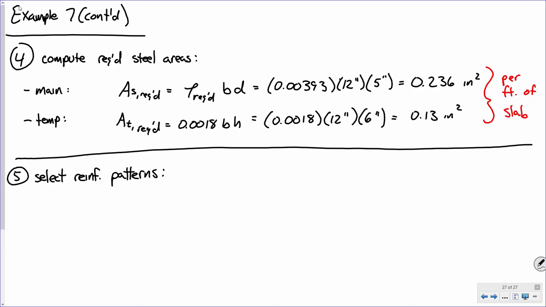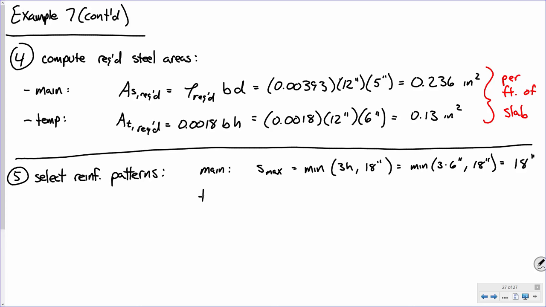For main steel, our S max is the minimum of 3H and 18 inches, which is the minimum of 3 times 6 inches or 18 inches. Man, that is a tough calc. I really got to make sure I've got the radians right on that one. I got jokes too now.